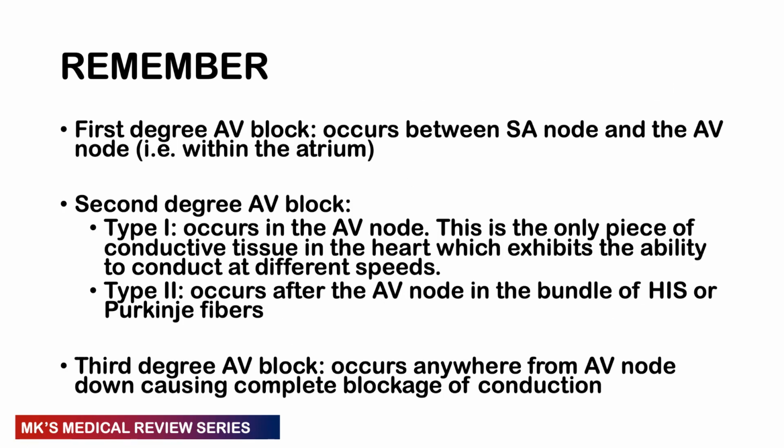So remember, first degree heart block, it occurs between the SA node and the AV node, so it's within the atrium. Second degree heart block, if it's type 1, it occurs in the AV node, so this is the only piece that is going to be conducting the heart and is going to be exhibiting the ability to conduct the electricity at different speeds. Type 2, Mobitz type 2, this one here is occurring at the AV node, in the bundle of His or in the Purkinje fibers. Then the third degree can occur anywhere from the AV node down the conduction system, but there's a complete blockage of this conduction of the body.